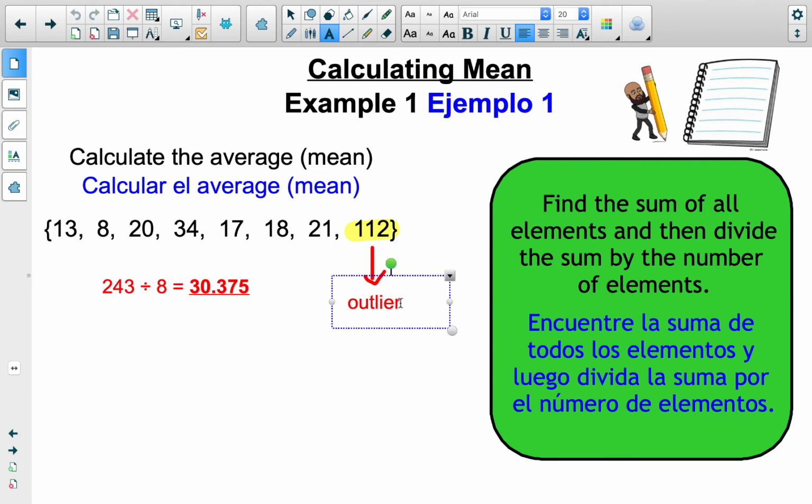Outliers have a huge impact on the average because they drive the average way up if it's greater than the rest of the numbers, or drive the average way down if it is lower than the rest of the numbers.